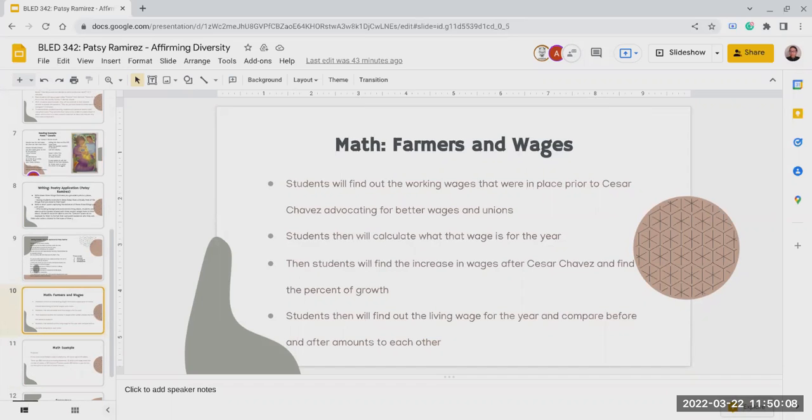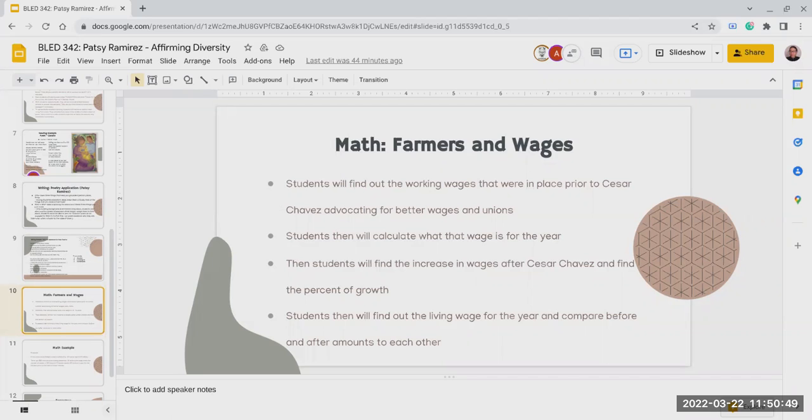Okay, so in order to connect Cesar Chavez to math within the schools, what we decided to go with was to try and figure out the difference in wages that he helped produce during his life and his advocacy for farming. So first, students would find out what the working wages were that were in place prior to Cesar Chavez's advocating for better wages and unions. Then the students would calculate that wage for the year.